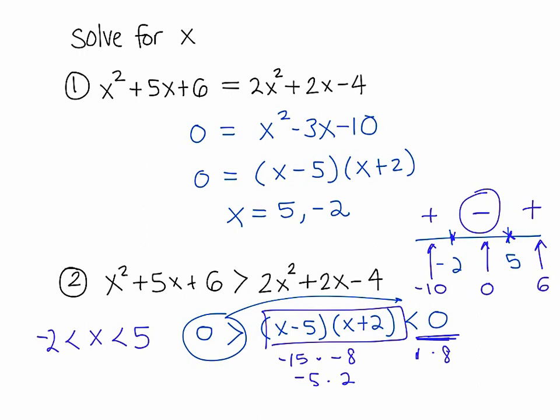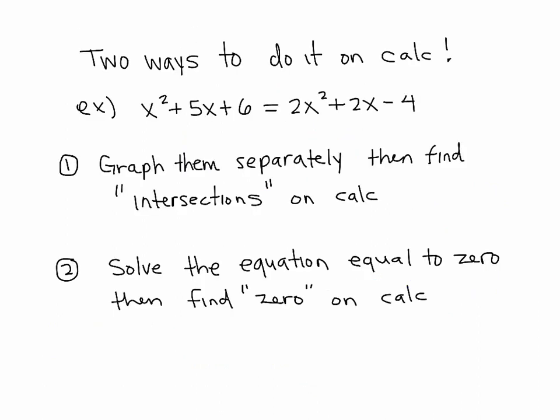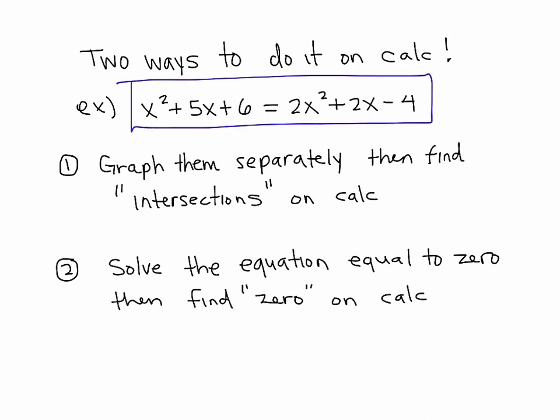On the next slide, I'm going to show you how to do this problem on a calculator. There are two ways to approach this problem on a calculator. I just rewrote the question of x squared plus 5x plus 6 is equal to 2x squared plus 2x minus 4. We want to graph them separately, then find the intersections on a calculator. That's the first method, find the intersections on a calculator. Second way is by solving the equation equal to 0, then finding the 0 on a calculator.